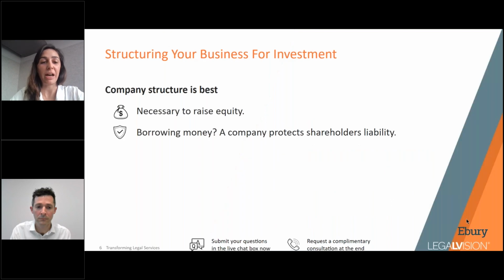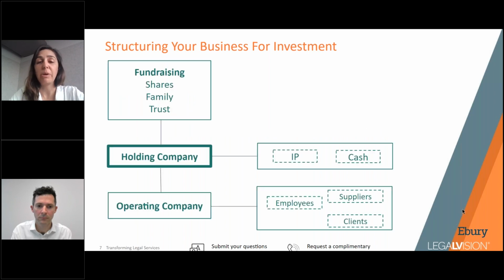So now I'll be talking about structuring your business for either debt raising or capital raising. To raise money from investors, the best structure to do so is a company structure. If you want to raise equity, you must use a company. You cannot issue shares in yourself if you are a sole trader. If you're borrowing money, a company gives you protection, because as a shareholder, your liability should be limited to the amount paid for your shares. So whether you're issuing equity or considering borrowing money, the best structure to do so is a company structure.